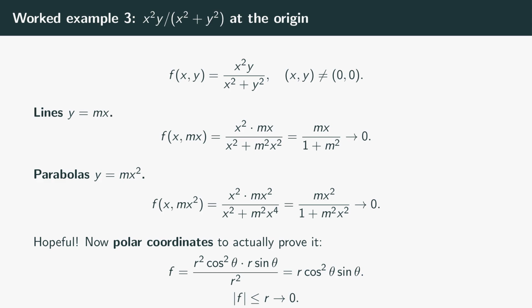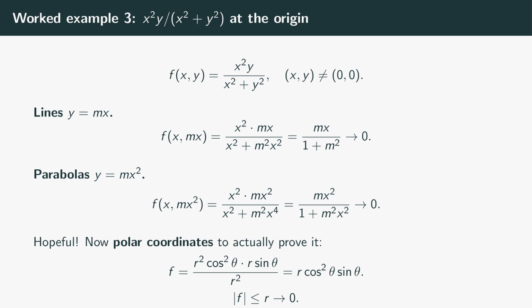Subtler example. Let f of (x, y) equal x squared y over x squared plus y squared, and 0 at the origin. This looks like a cousin to the failing example xy over x squared plus y squared, but the extra factor of x in the numerator changes the behavior. Start with the cheap tests.